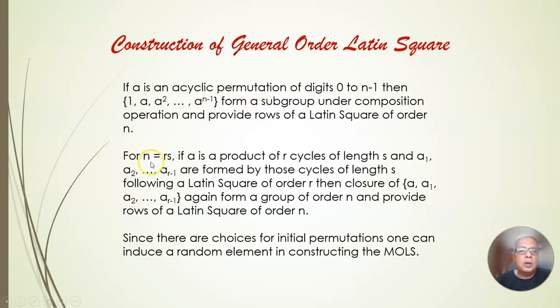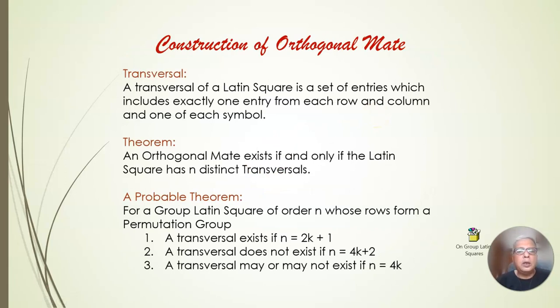When the order is composite, R into S, you can start with R. R cycles of length S or S cycles of length R can complete the subgroup of the rows of the Latin squares. So this is the idea of the group Latin square, and I was thinking whether it would help me in getting a Graeco Latin square of order 10.